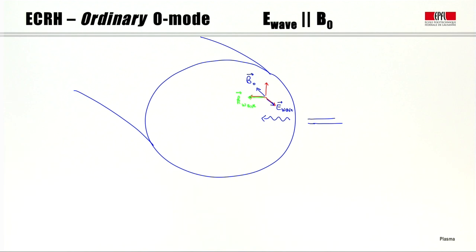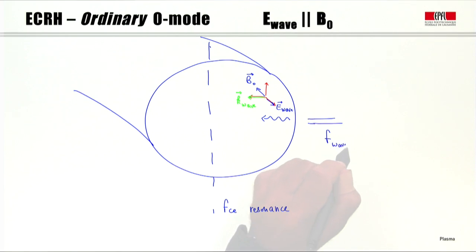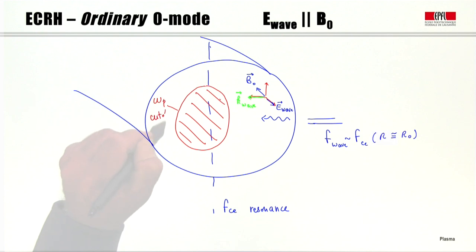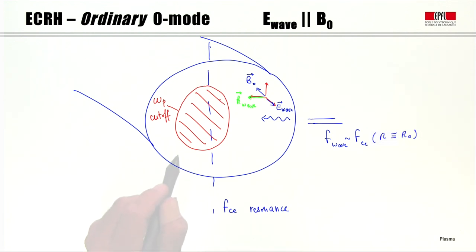And from the plasma point of view, we need to consider where the cutoffs and the resonance are. Suppose I choose a frequency for my wave that corresponds to the cyclotron frequency at the center of the plasma, or roughly at the center. I'd like to reach that resonance, but what do I have to make sure of? I have to make sure that I don't hit a cutoff before that. The cutoff for the ordinary mode is the plasma frequency cutoff. So there will be a region that is inaccessible to my wave because the frequency will correspond to a density that is larger than the cutoff density.